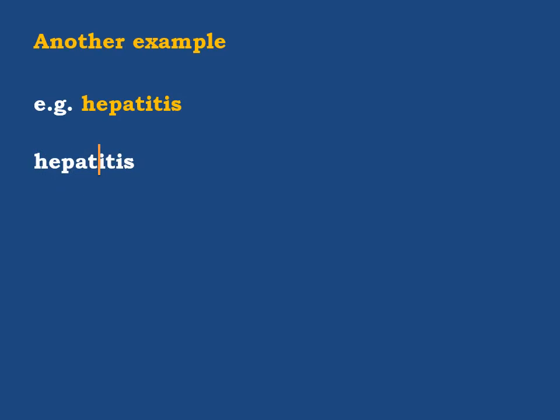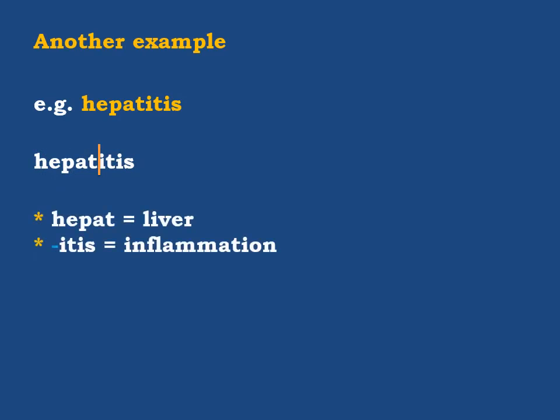Let's have another example, which is hepatitis. Here, hepatitis is made up of two parts, as you can see, hepat and itis. Now, itis, we have learned before that it means inflammation, and it is a suffix. And hepat here is a root, which means liver. Now, how to give the meaning of the full word? As we said, we have to start with the meaning of the suffix, which is inflammation here. So the meaning will be inflammation of the liver.